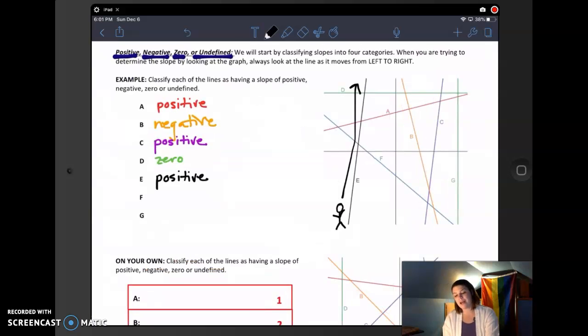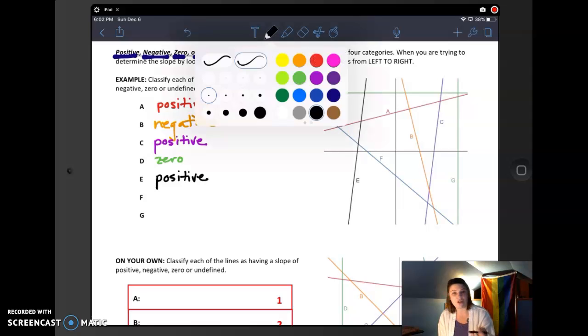Notice how it does not matter if I am starting in the negative area, right? Just because I start in the lower area does not mean that my slope is going to be negative. If you start in the lower area and have to go up, that's still positive.